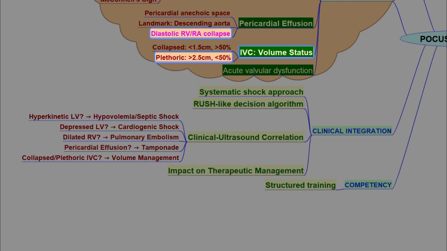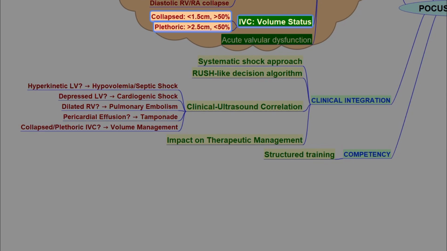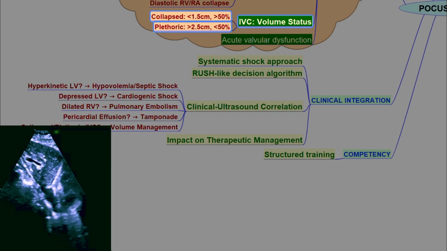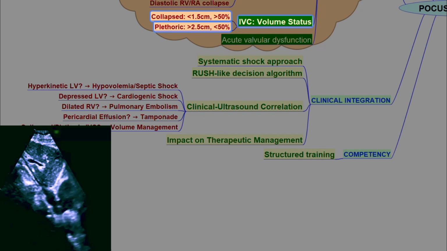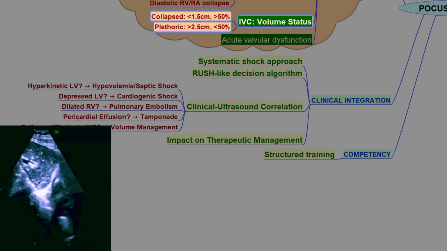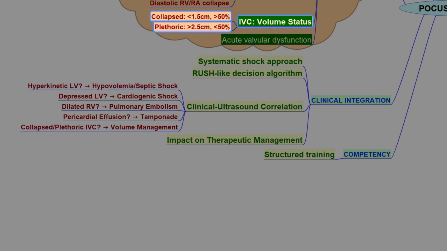Then our final point is using the IVC to assess volume status. In the subcostal view, simply measure the IVC diameter and its collapsibility with inspiration. We look for a diameter change greater than 50%. A collapsed IVC under 1.5 centimeters with strong collapsibility suggests low central venous pressure. This correlates with low volume status or vasodilation, and the patient is very likely to be fluid responsive. On the other hand, a plethoric IVC over 2.5 centimeters with poor collapsibility suggests a high central venous pressure. This correlates with right heart failure, tamponade, or fluid overload.